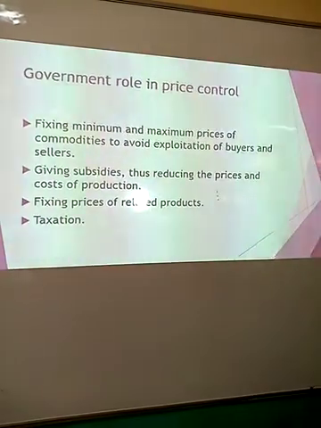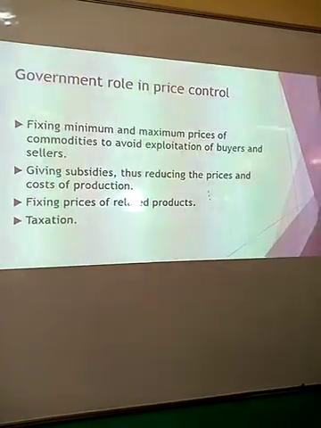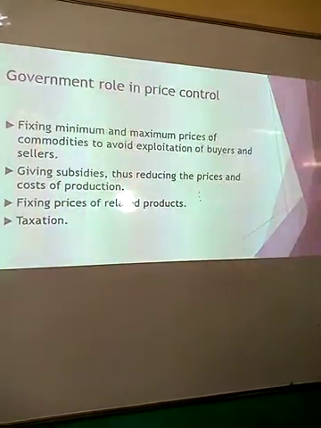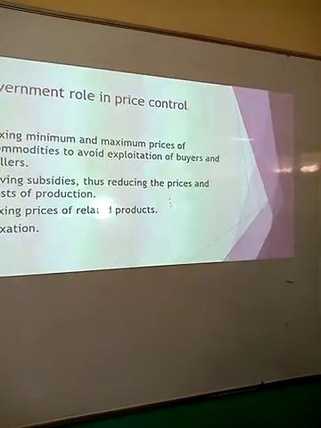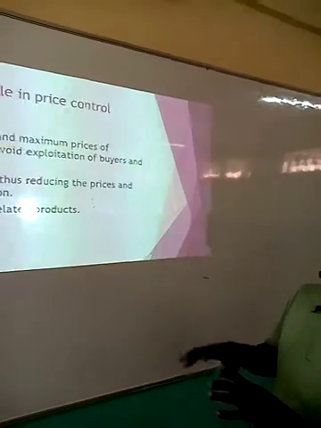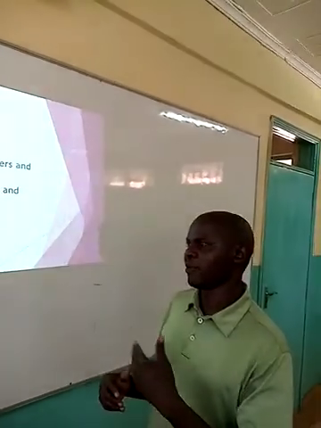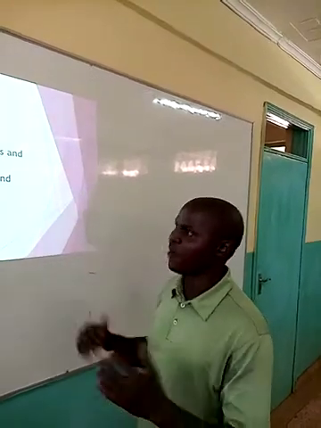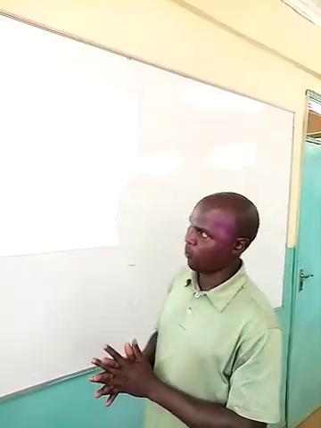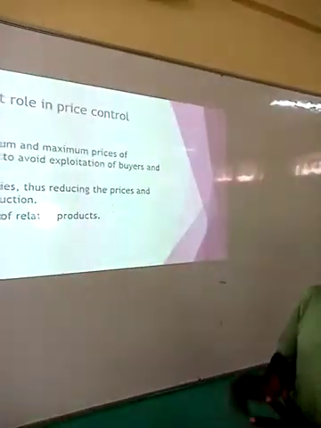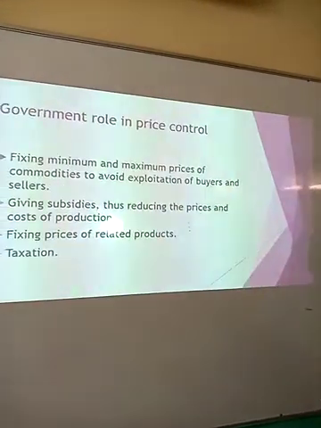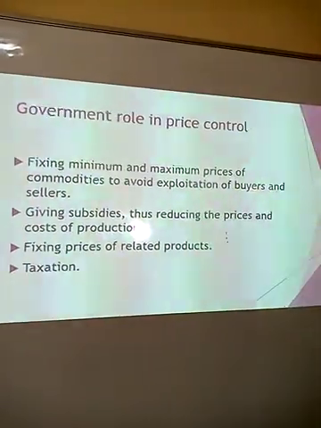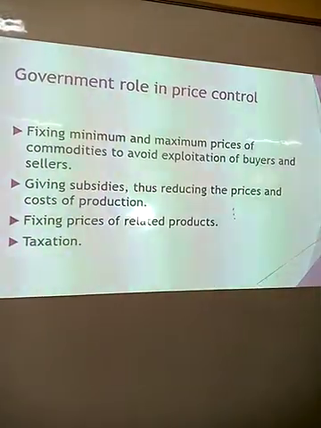Now, what is the role of the government in controlling price? The government is concerned about prices at times and has a role to play, probably in many ways, but we shall cover four simple ones. One is by fixing the maximum and the minimum prices of commodities to avoid exploitation of buyers and sellers.